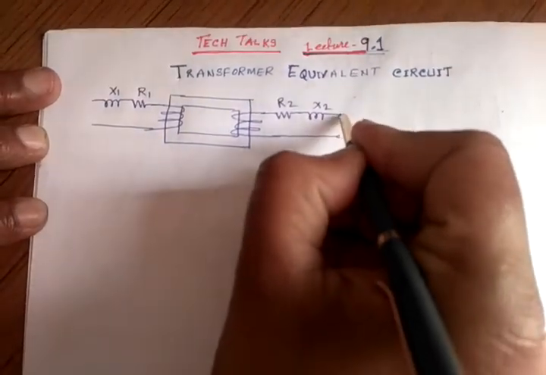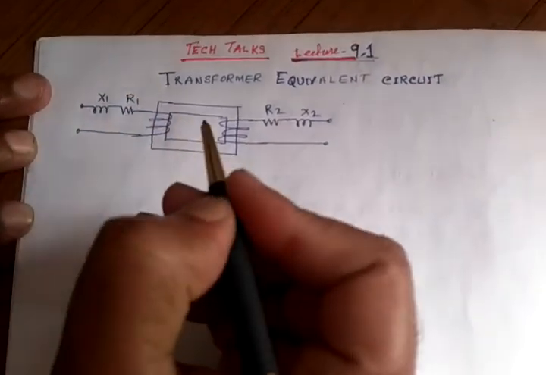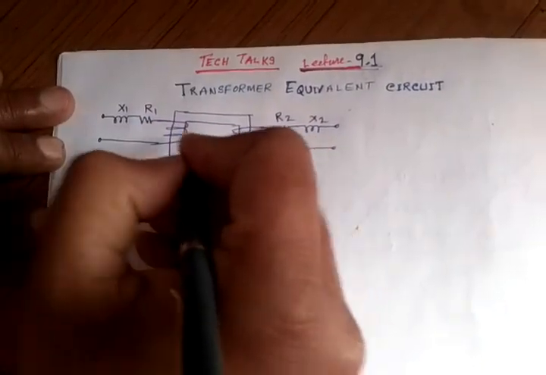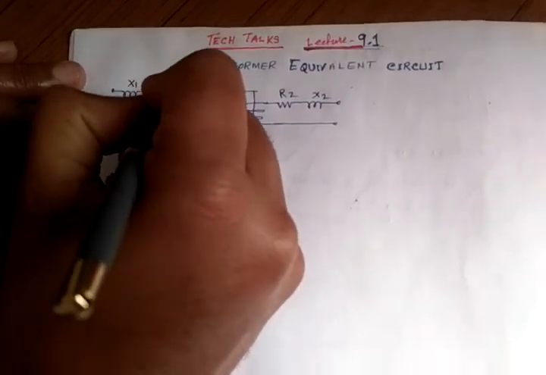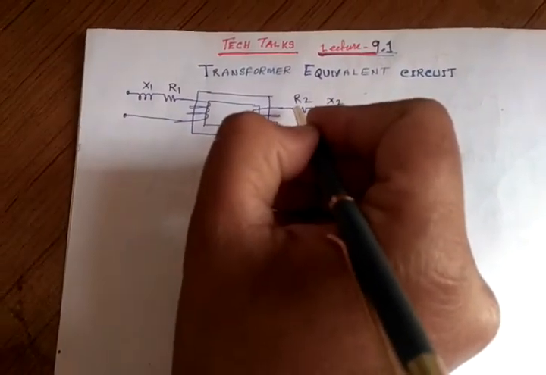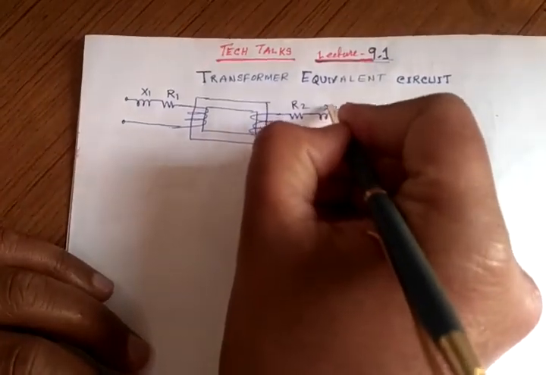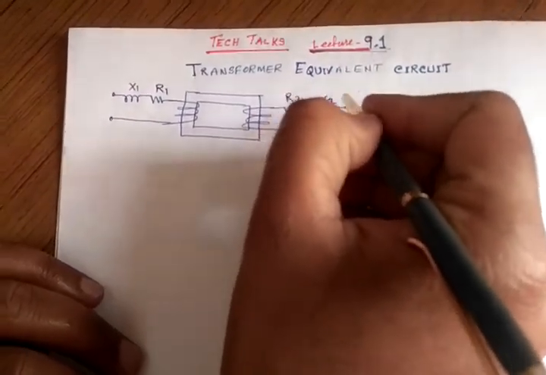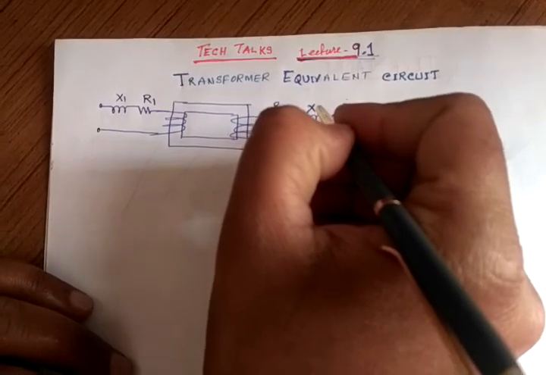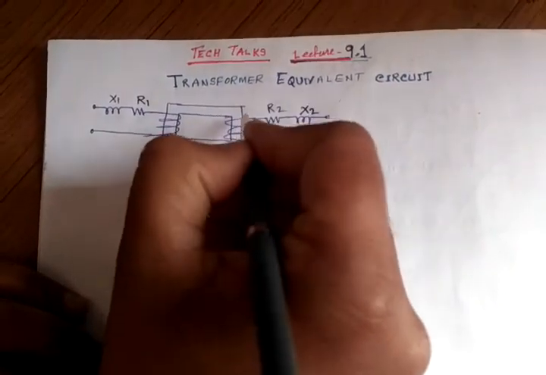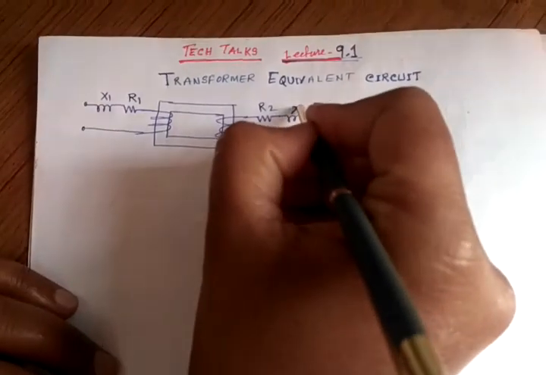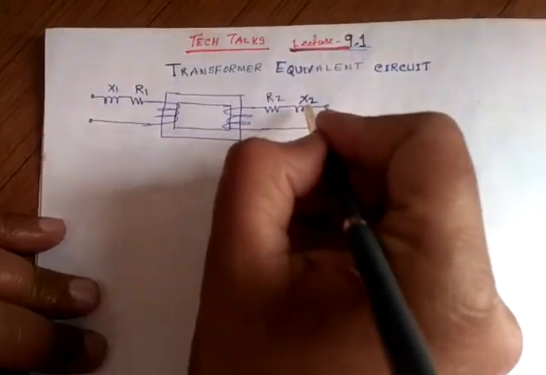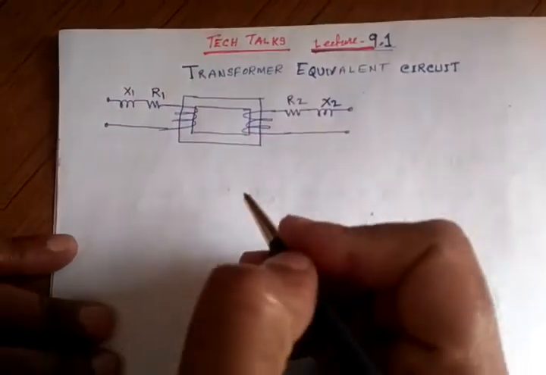This is how we have drawn the circuit of a practical transformer. This is the leakage reactance of the primary side. This is the winding resistance in the primary side. Similarly, this is the secondary side resistance and the leakage reactance in the secondary side. This is the magnetic flux linkage that does not link to the other coil. That is, this is the leakage reactance, not the mutual reactance. So this basically contributes to loss. This also contributes to loss.